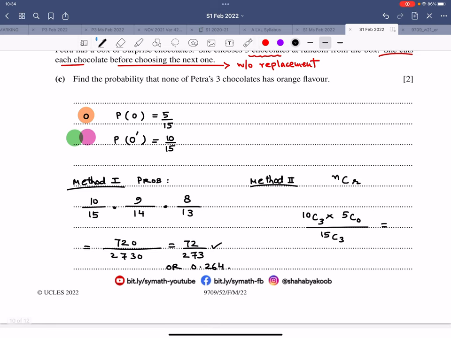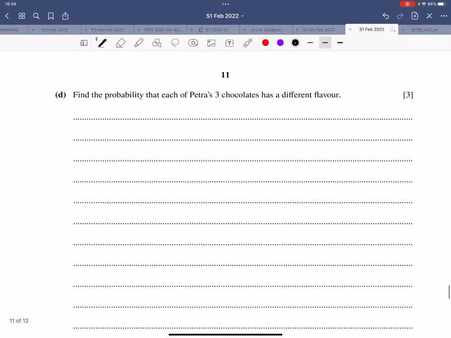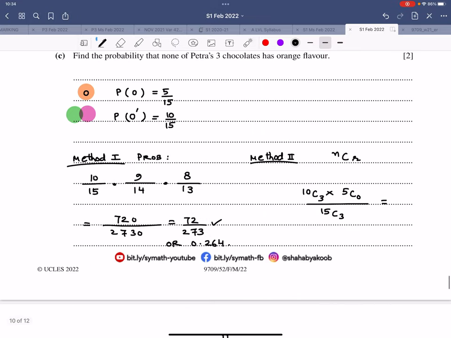Let's move on. Find the probability that each of Petra's 3 chocolates has a different flavor. Again, there is method 1 of using probability, and then there is method 2 of using a combination. When we use probability, it is with a touch of NPR. Why? Because you have to take care of the order. Now, someone can ask me why I did not take care of the order. Because this is like O complement, O complement, O complement. So there is only one way of arranging it.